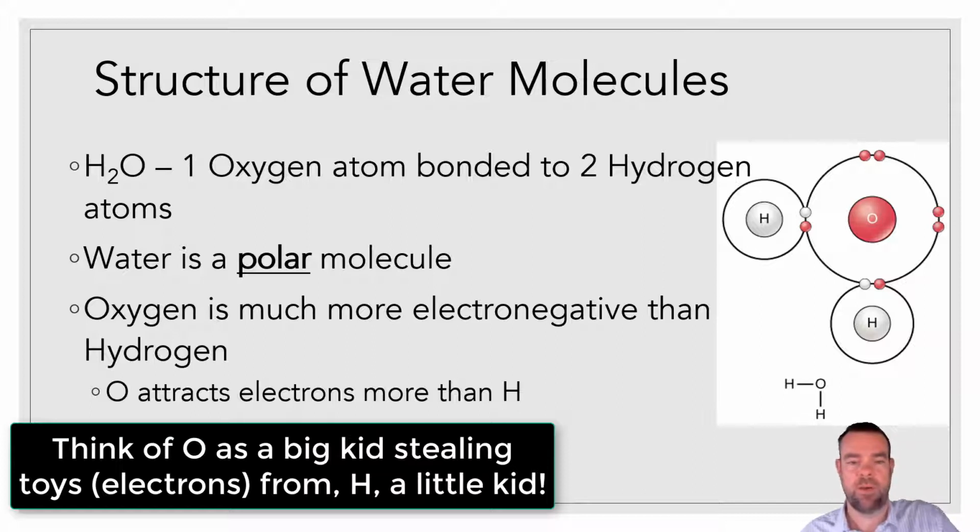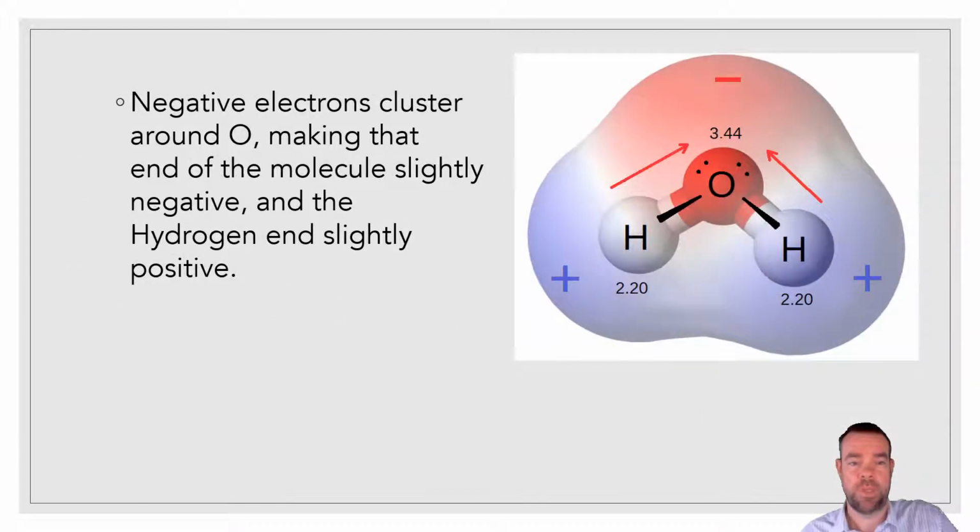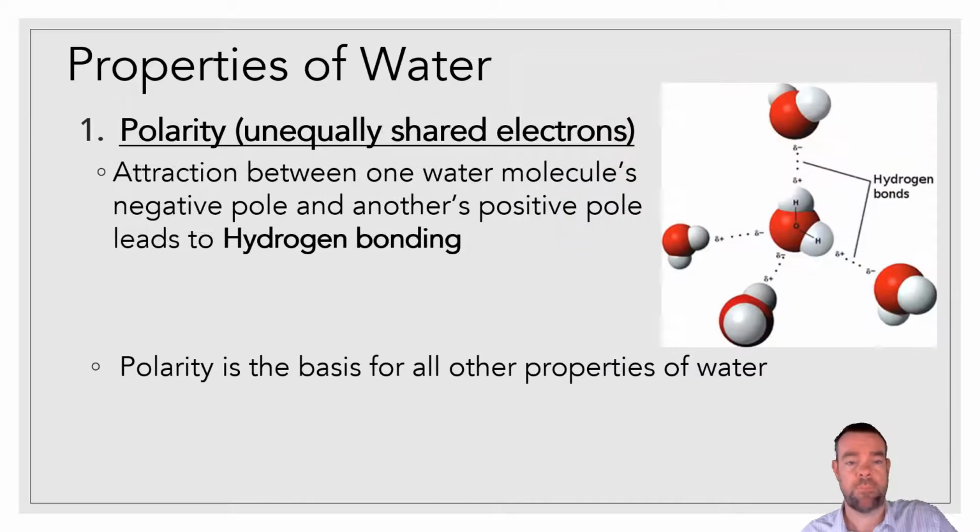But the thing you need to remember, though, is that the oxygen has the electrons the majority of the time, and therefore it's going to be slightly negatively charged, and the hydrogen ends are going to be slightly positively charged. So when those electrons cluster around the oxygen, they give it a slight negative charge, like I said, and a slight positive charge on the hydrogen ends. All right, so what does that do for the properties of water?